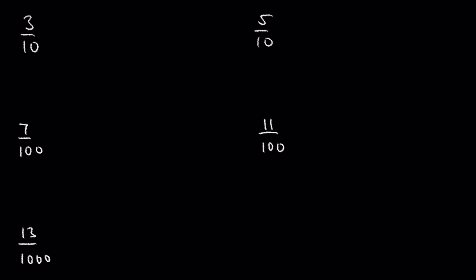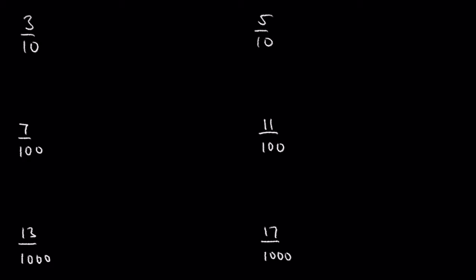This lesson covers two different methods regarding how to convert a fraction to a decimal number. Let's start with the easy method first and look at the fractions 3 over 10, 5 over 10, 7 over 100, 11 over 100, 13 over 1000, and 17 over 1000.